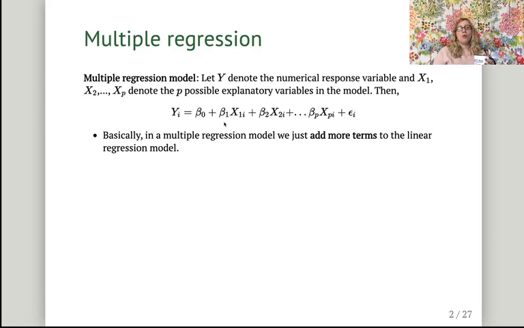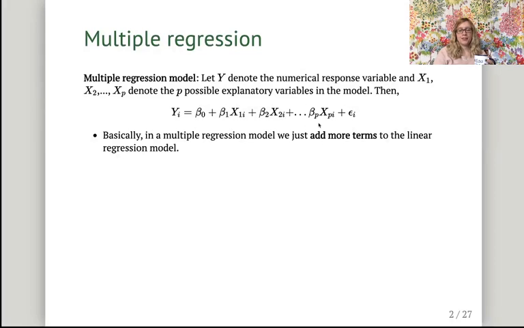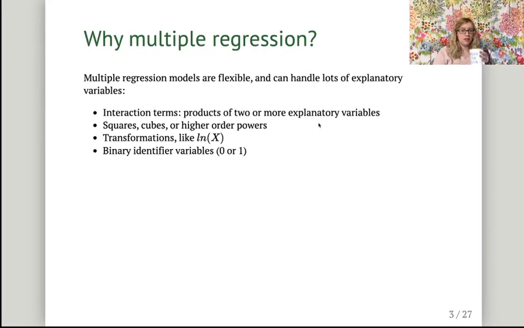Then we write y as a function of some intercept beta 0 plus beta 1 x1 plus beta 2 x2 all the way up to beta p xp. So essentially, we're adding more terms to the model we're already familiar with.